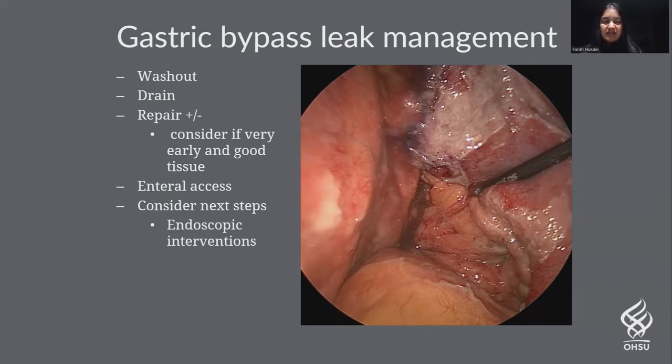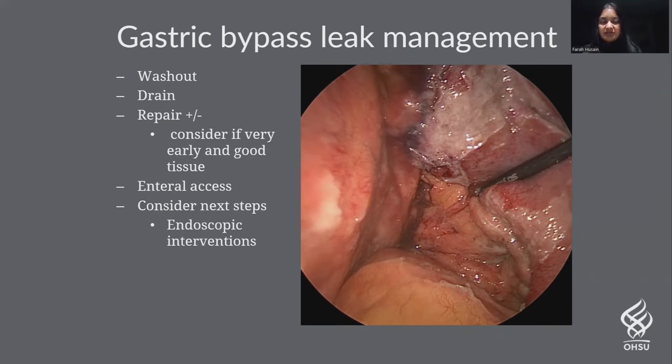If it's early, you can find the leak and you have good tissue, you can repair it. If the tissue is friable, the sutures won't hold, so there's not really a lot of worry to place those at that time, but you can consider doing some kind of a graham patch with the omentum. Also, in the gastric bypass patients in particular, we're pretty aggressive about placing a gastrostomy tube in the remnant so that they have access for nutrition for the long term in case this becomes a longer healing process.